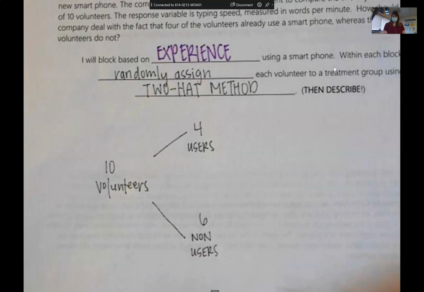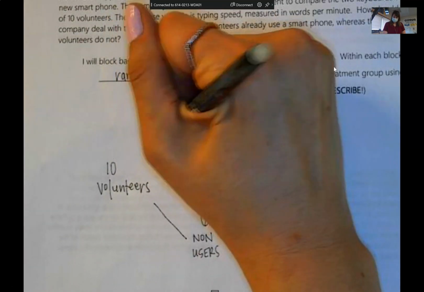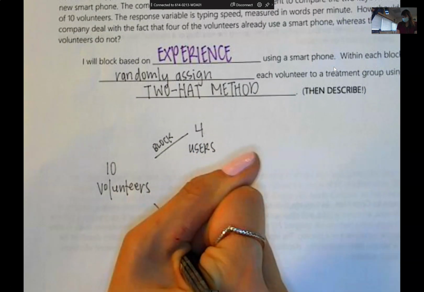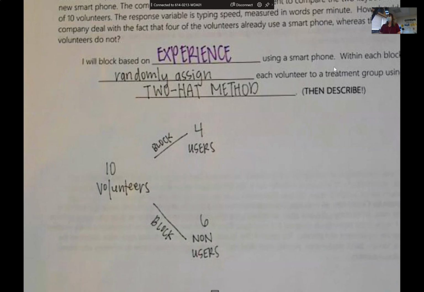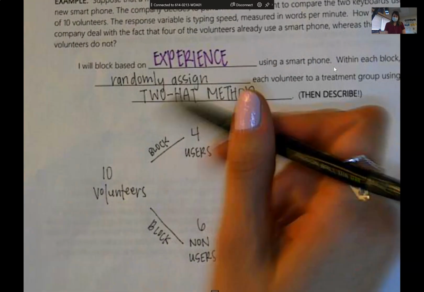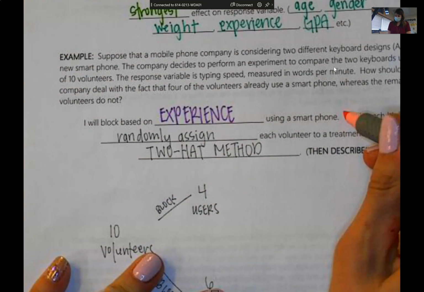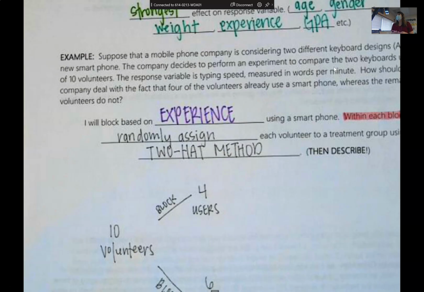These are our blocks. So we are blocking by experience. We're literally trying to block the effect that someone knowing how to use the smartphone would have on the response variable. So within each block, and we should highlight that or circle it up here, after you block, within each block, we will randomly assign.